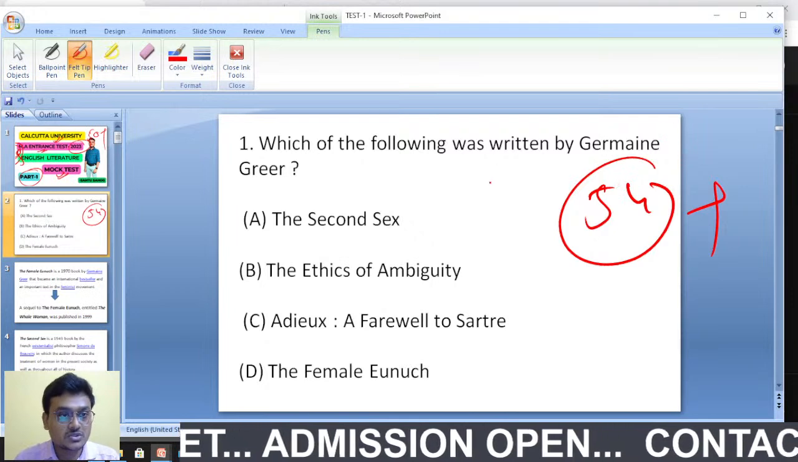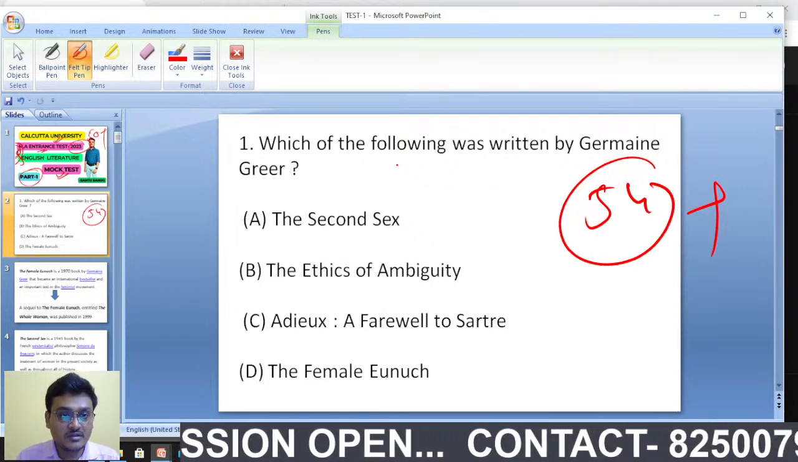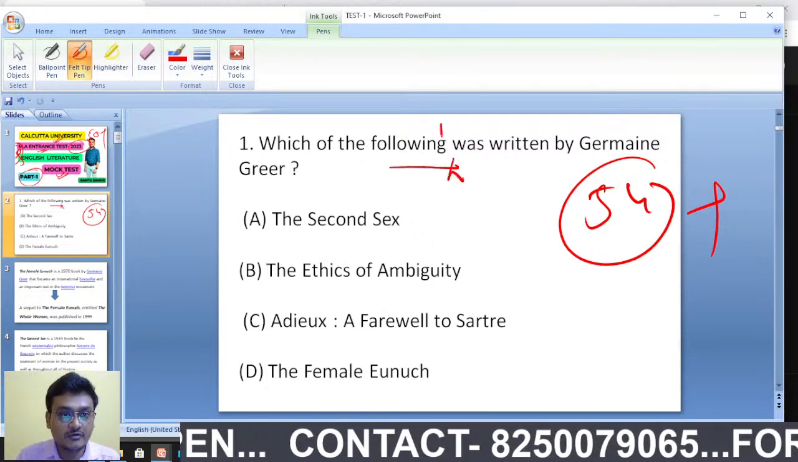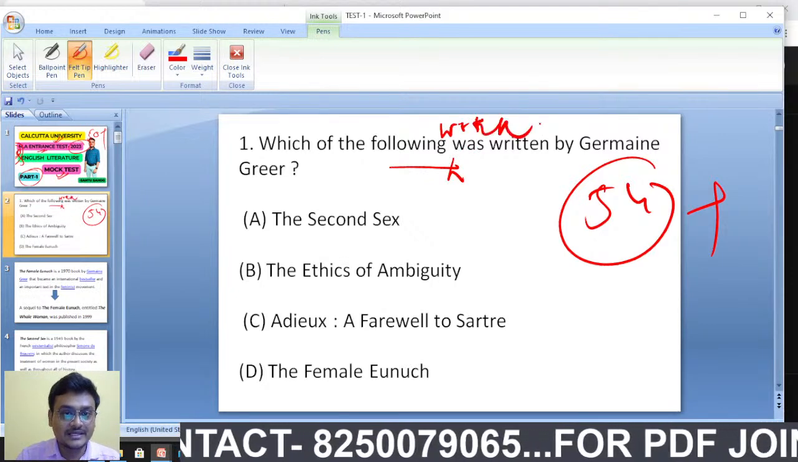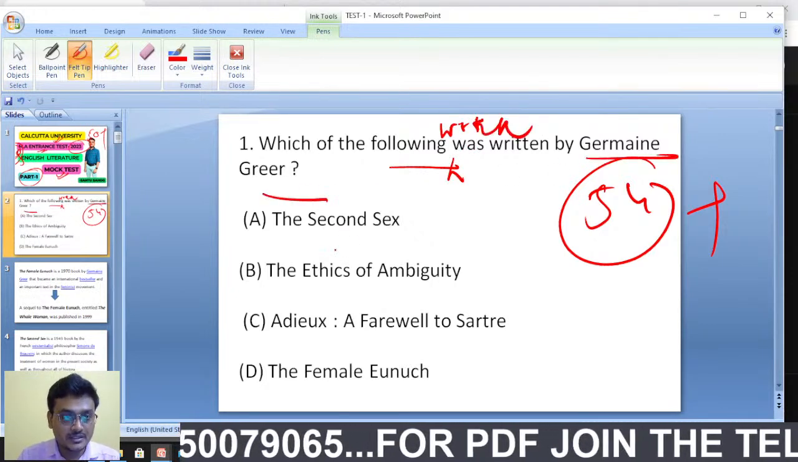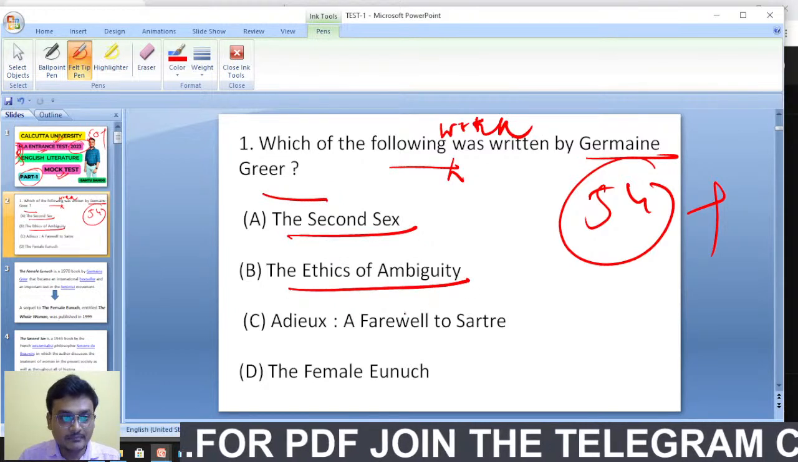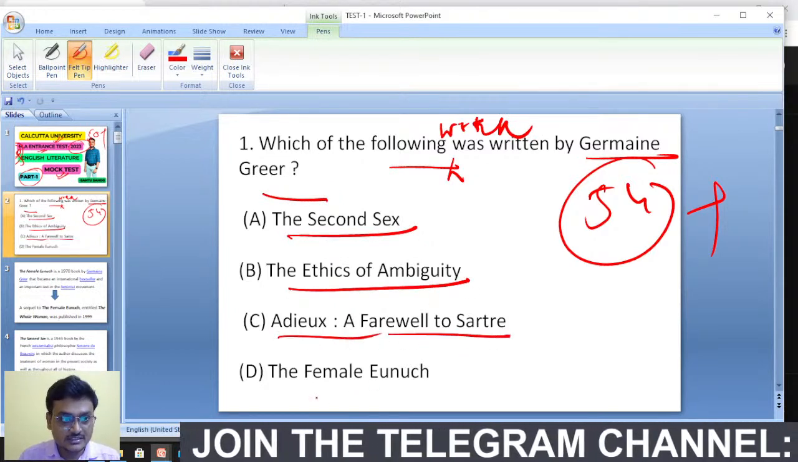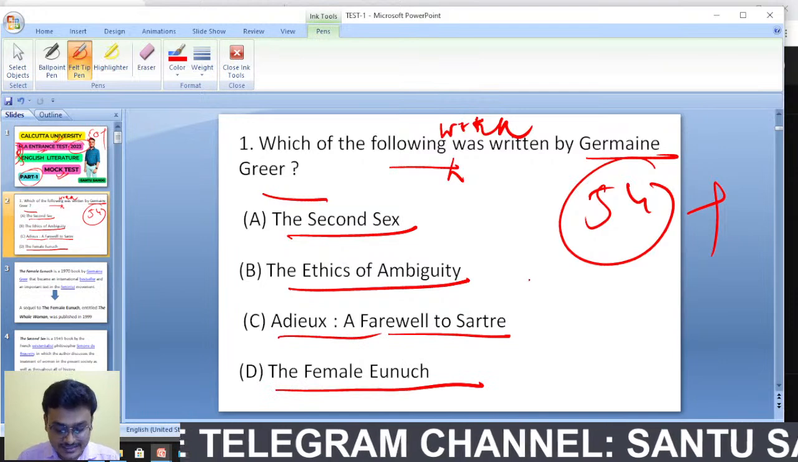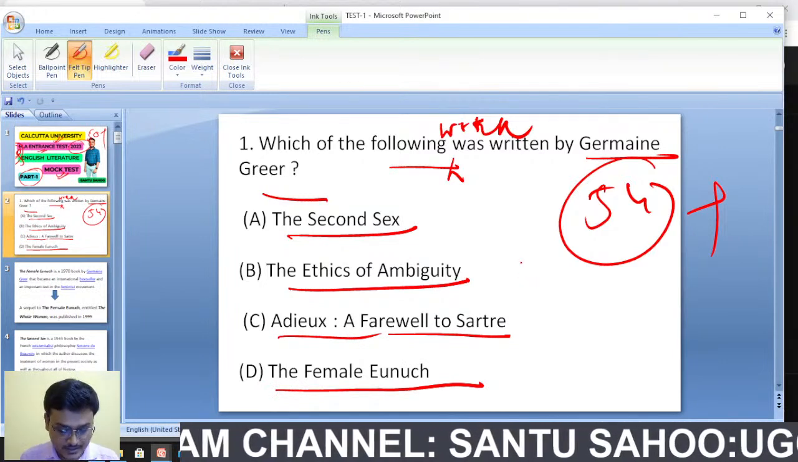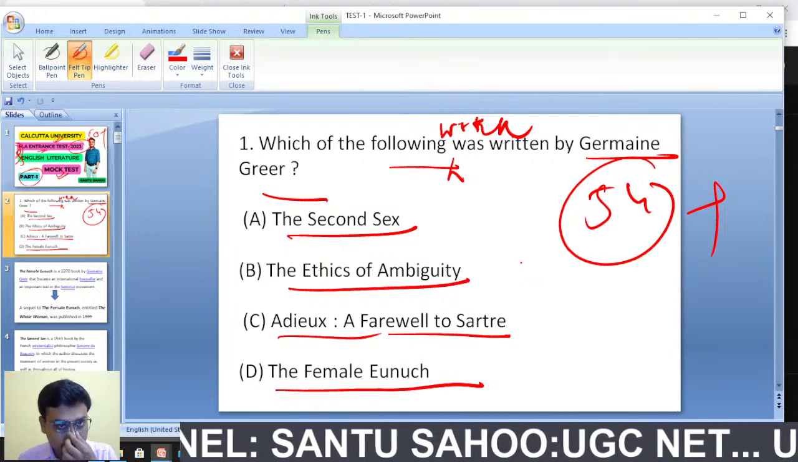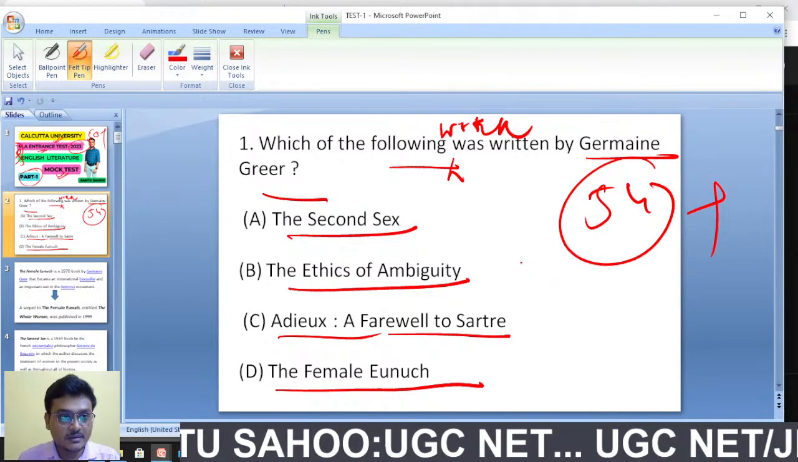Which of the following works was written by Germaine Greer? The Second Sex, The Ethics of Ambiguity, Adieu: A Farewell to Jean-Paul Sartre, or The Female Eunuch? Which was written by Germaine Greer?